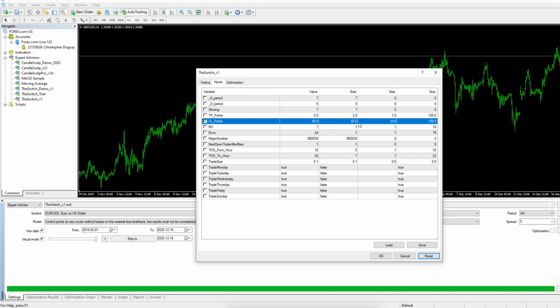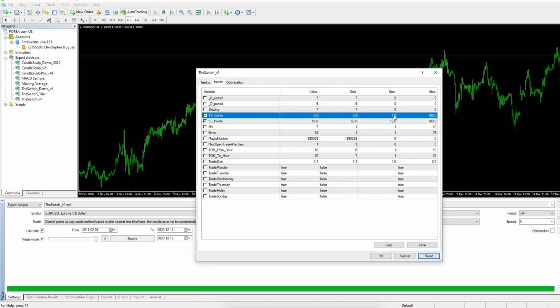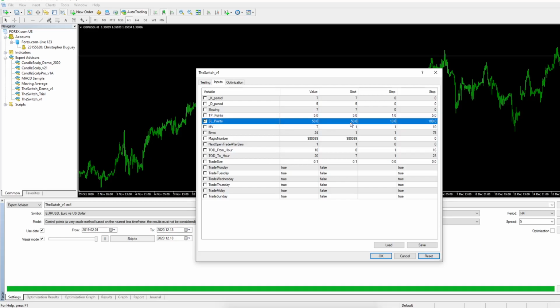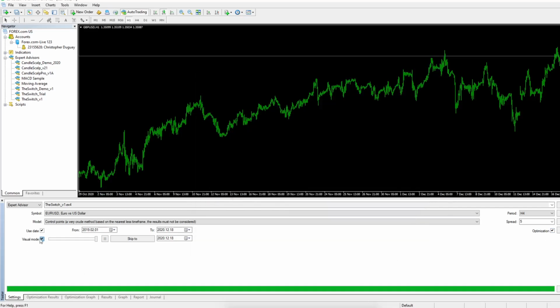Actually, let me refresh this here. Actually, let's bring this to 5. Actually, I want to keep that at 0. Actually, sorry, we'll keep that at 5. Okay. Take this off. Stop loss. Okay, so let's do from 2. Let's say our stop loss is 2, and we do each one all the way up to 100. Okay. Now let's say our stop loss is 2. Let's back test this. Turn off the visual mode.